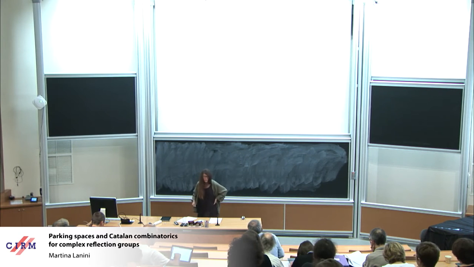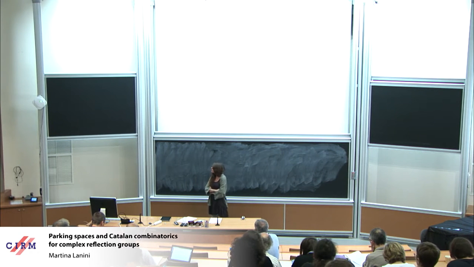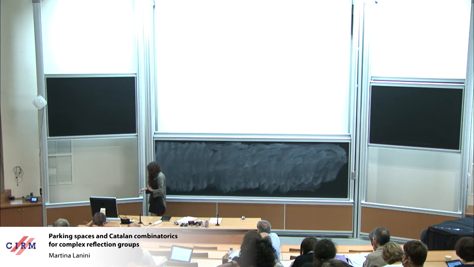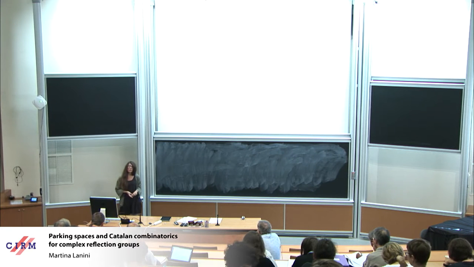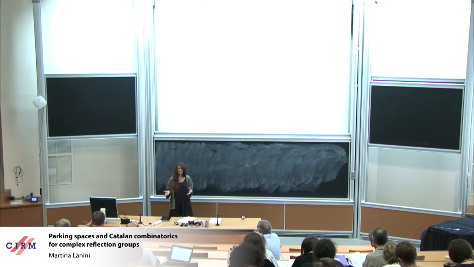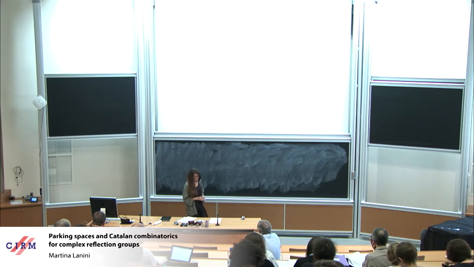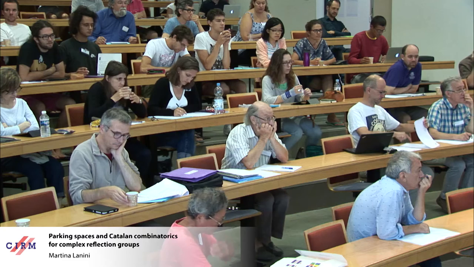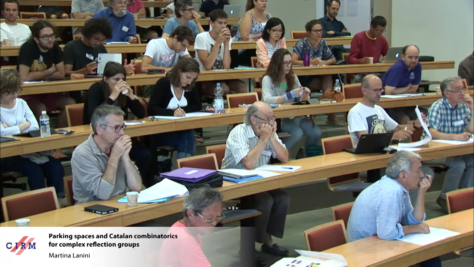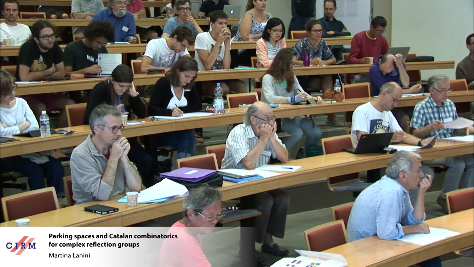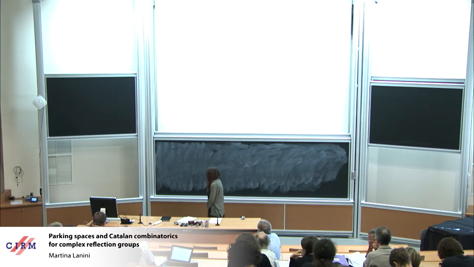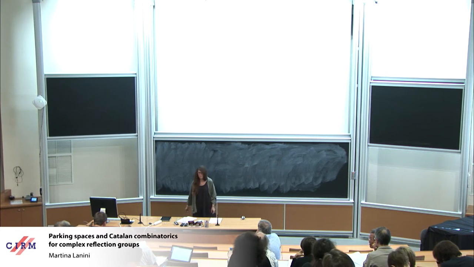What I'm going to talk about today is, in fact, an attempt to provide a uniform proof of a bijection between two sets. So uniform and more structural proof. So I'm going to explain what I mean by that. So the two sets are generalizations to any complex reflection group, which is well generated, of classical objects in combinatorics, which are non-crossing and non-nesting partitions.